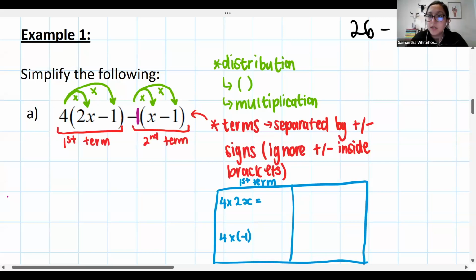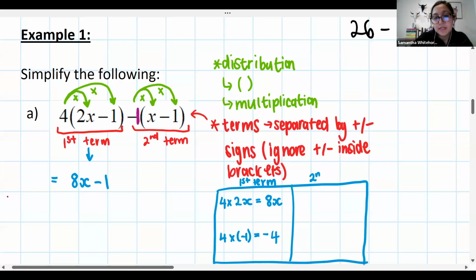If I look at my first multiplication, a positive times a positive is a positive. 4 times 2 is 8, and then we have that variable x. It's not being multiplied with anything, it's just 8 times x, which is 8x. Then I've got 4 times negative 1. A positive times a negative is a negative. 4 times 1 is 4. So from my first term's multiplication, I'm getting 8x minus 4.